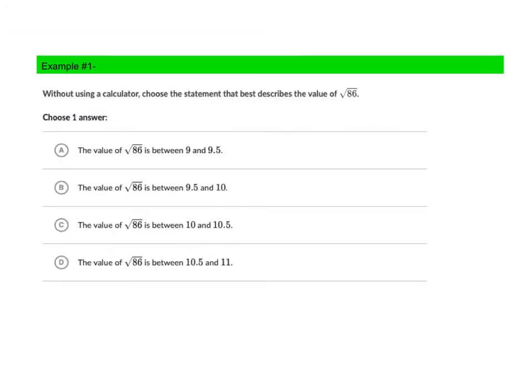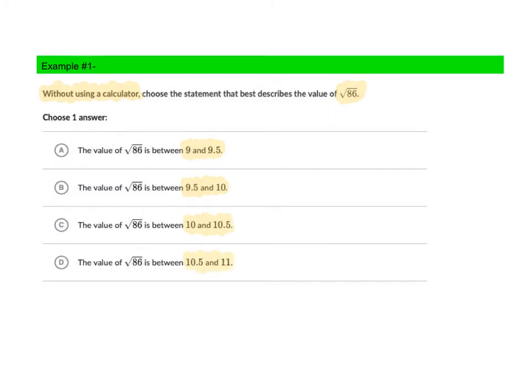All right, we're going to jump right into this learning today. It says, without using a calculator, because we're not allowed to use a calculator for these standards, choose the statement that best describes the value of the square root of 86. So the first one says the square root of 86 is between 9 and 9.5. The second one says it's between 9.5 and 10. This next one between 10 and 10.5. And the last one between 10.5 and 11.